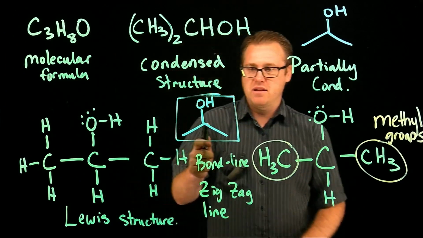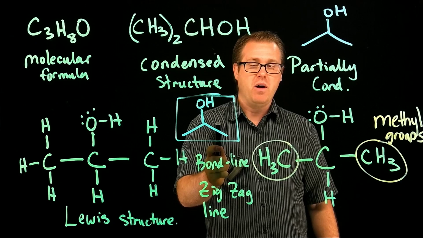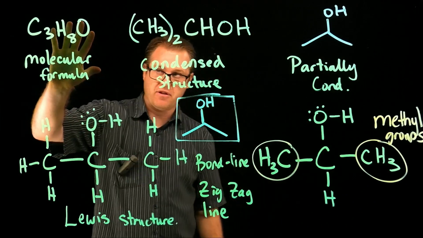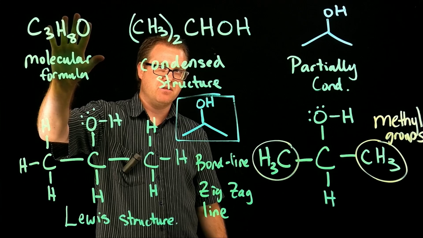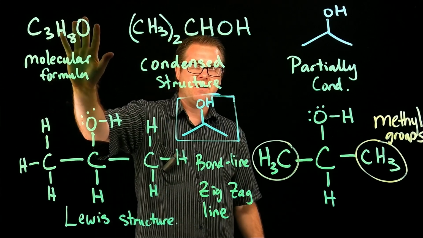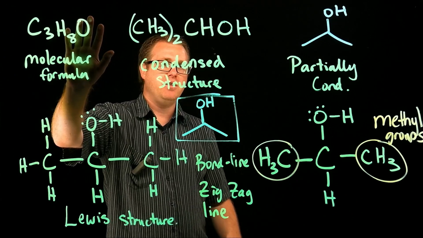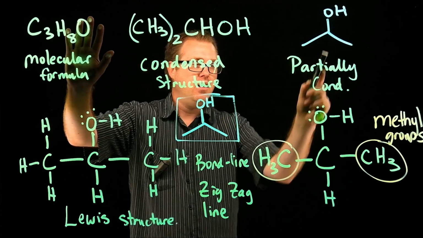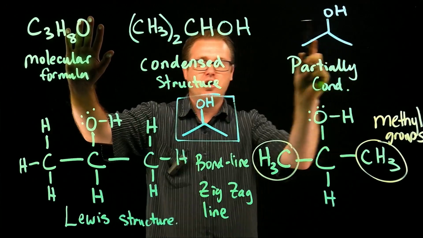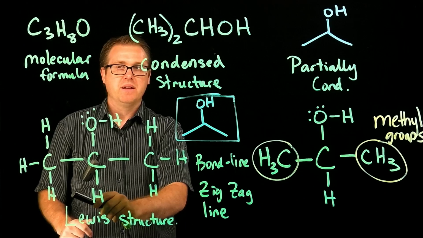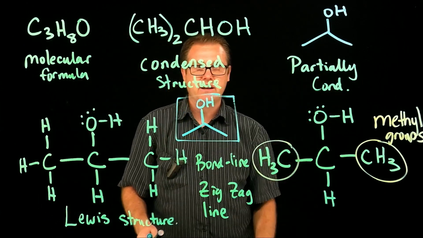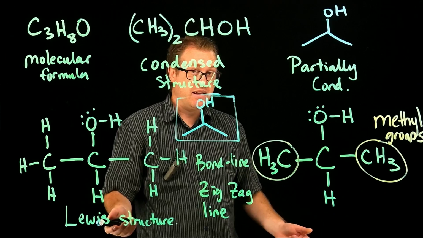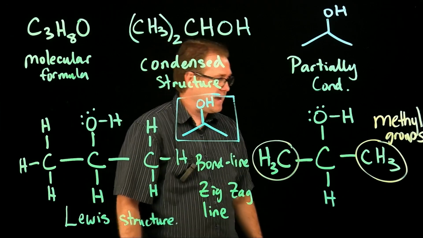So this is where we want to get to. We want to be able to go between all of these structures except for the molecular formula, because that one doesn't tell us the structure. It just tells us how many atoms there are. If I gave you this condensed structure, could you draw me the zigzag? Or if I gave you the zigzag, could you draw the Lewis structure? We want to use all of these interchangeably. But when we're trying to be quick, the best way is to use our zigzag structures.